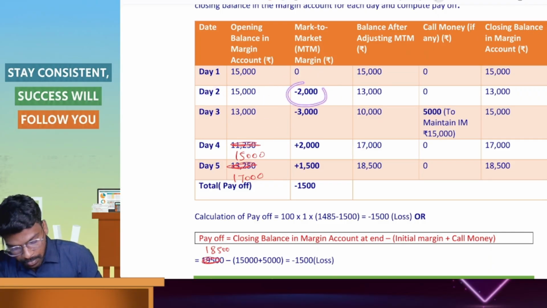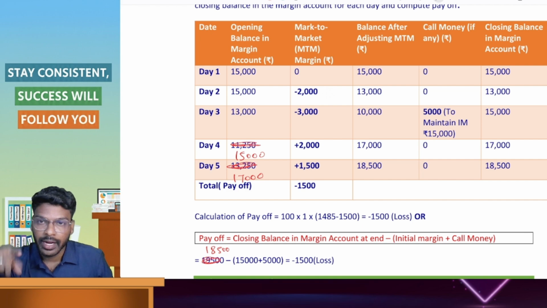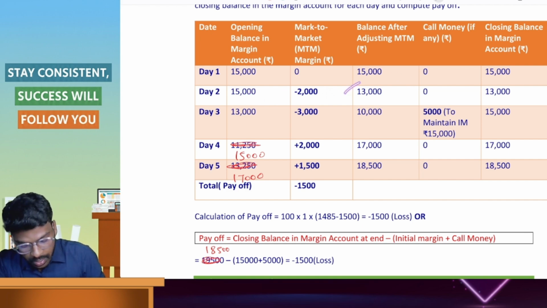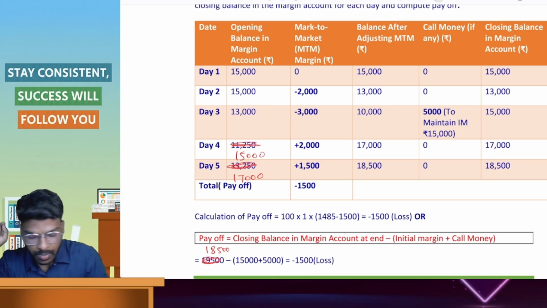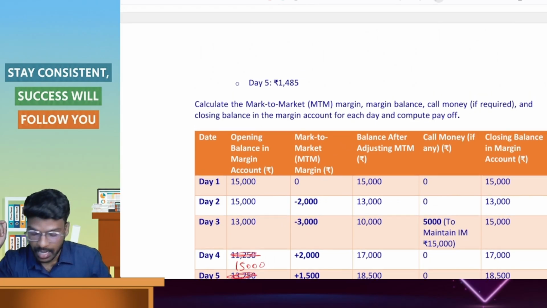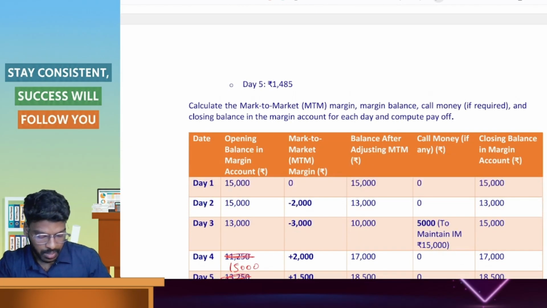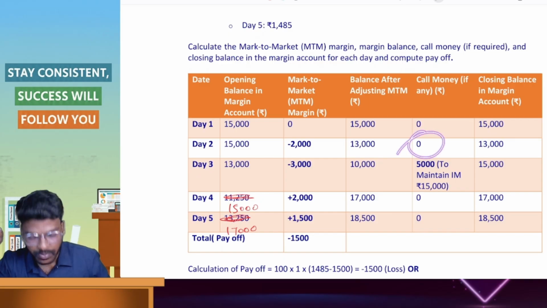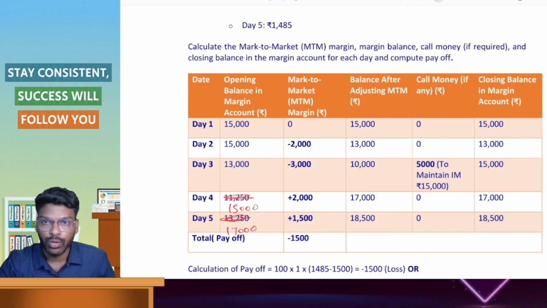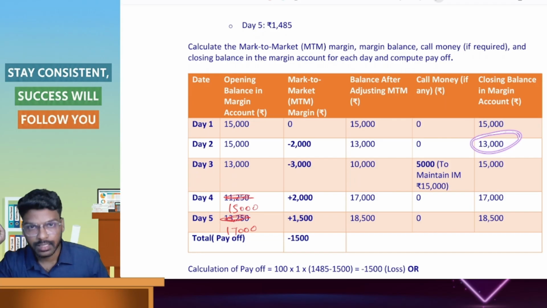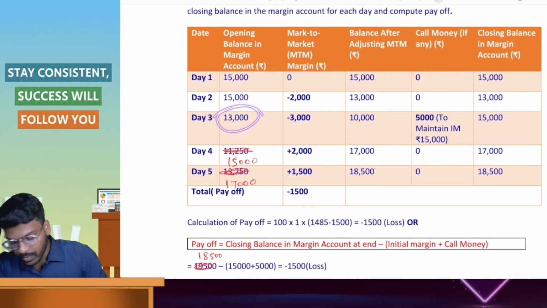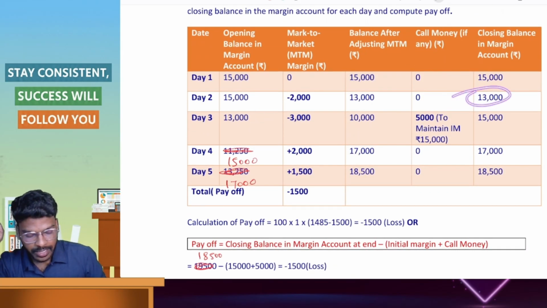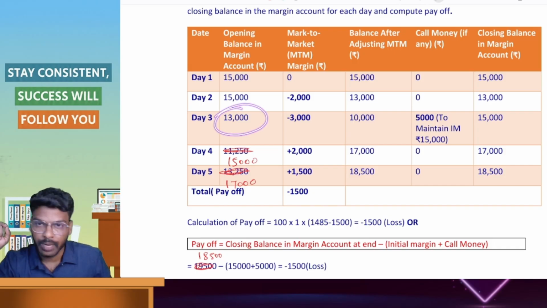So opening balance plus daily mark to market gain will give you 13,000. 13,000 is my balance after adjusting the margin. So my maintenance margin is 11,250, but the balance is 13,000. There is no requirement to bring money into the account. So closing balance is 13,000.